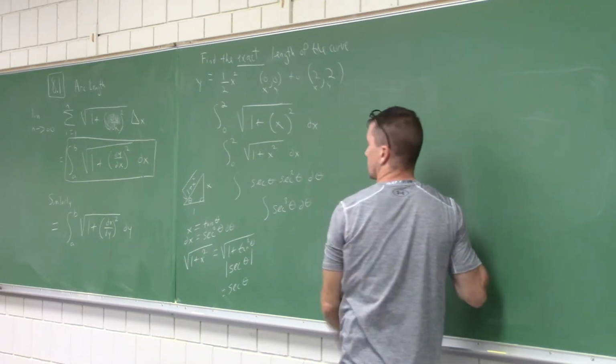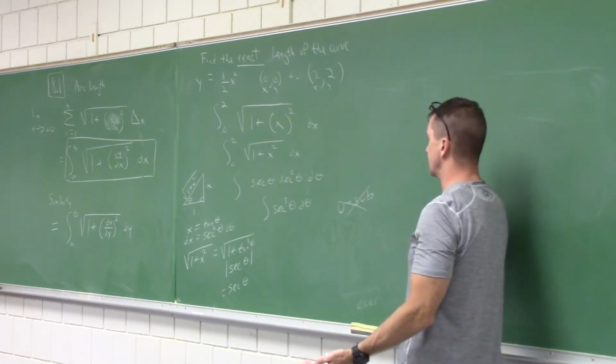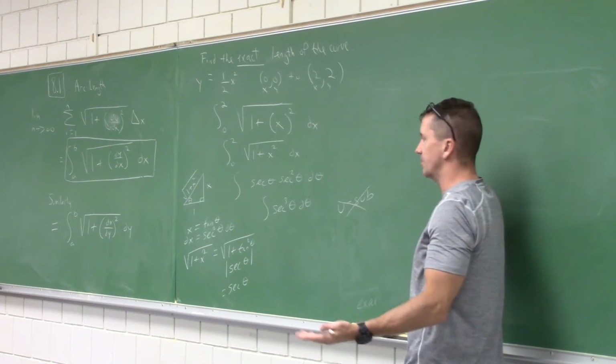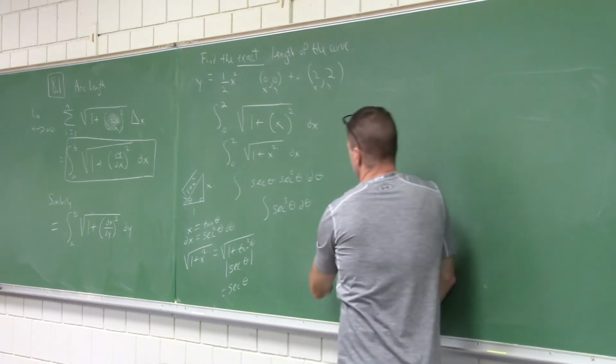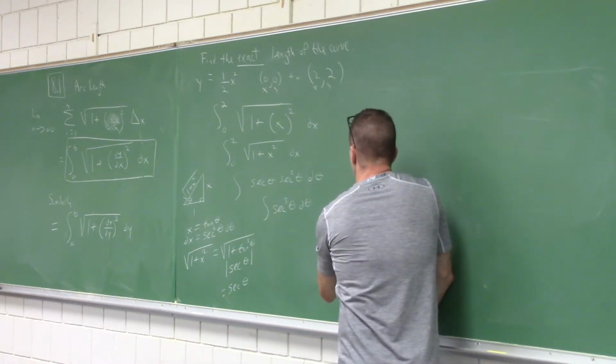U substitution is not going to work, because u would equal secant theta, and nothing is going to fly. The derivative is secant tangent, and I don't see a tangent there. But how about this?